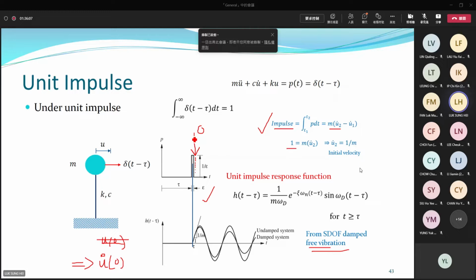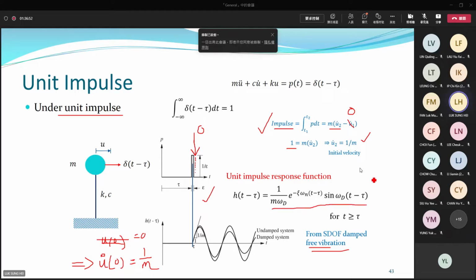Impulse is equal to 1 because it is a unit impulse force. The velocity before applying the loading is equal to 0, because the structure is at rest before applying the loading. So by this simple calculation, the initial velocity is equal to 1 over m, 1 over mass. It's just like physics. The initial displacement is 0 and the initial velocity is 1 over m. You can put these two initial conditions back into the free vibration response, and then you will get this formula.